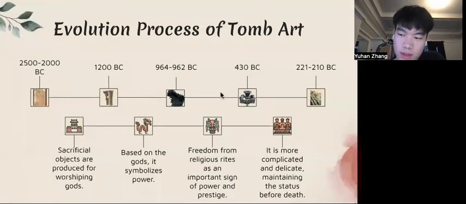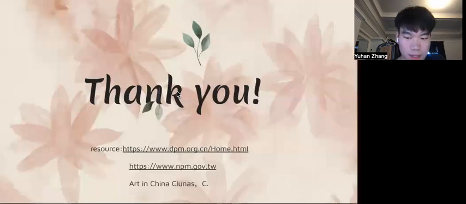This is a summary of the whole presentation. We can see that religion gradually disappeared from Chinese tomb art. In comparison, the rulers hoped to maintain themselves as the upper class. So this is the whole content of the presentation.